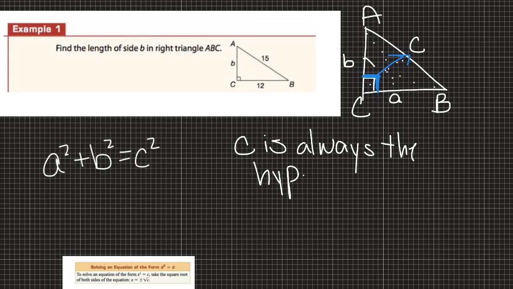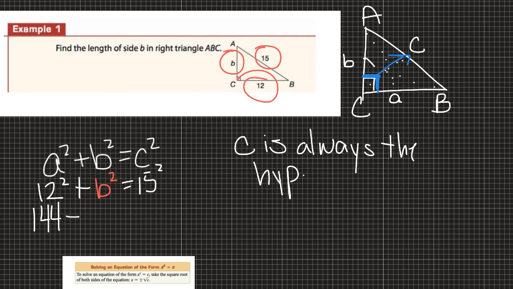Okay, so let's go ahead and begin to solve this problem. A right here is 12. So 12 squared plus b is b. We're going to leave it b squared equals c squared. C is 15, so we'll write 15 squared. Hopefully you have your calculator available and you can find out that 12 squared is 144 plus b squared is equal to 15 squared. And we'll just find out what 15 squared is. I think it's 225.